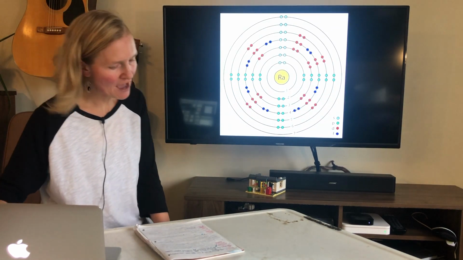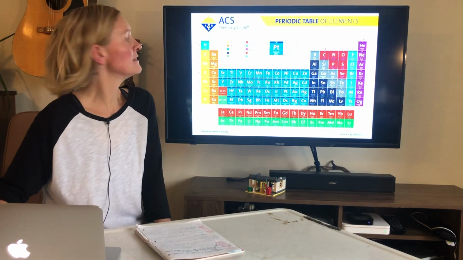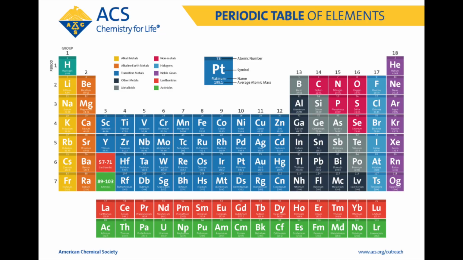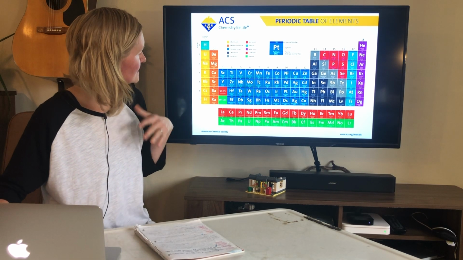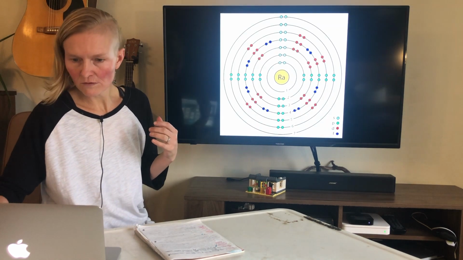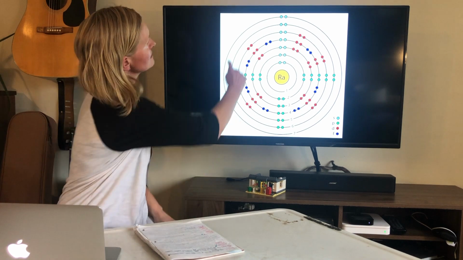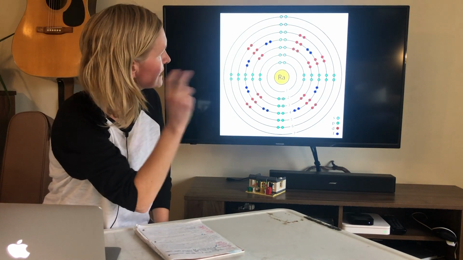Okay, and then we have radium. Again, it is found on the left-hand side of the periodic table, and it's in period 7, but it's in the second grouping. And so it has 7 shells of orbiting electrons, and if you look at the 7th shell, you'll see at the very top, it has 2 electrons in that outer shell.